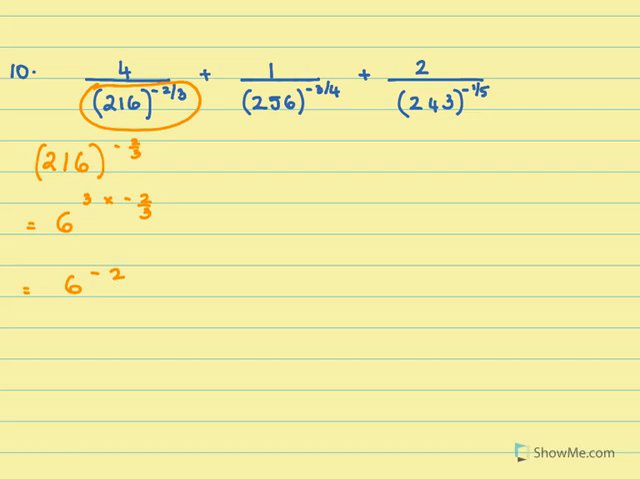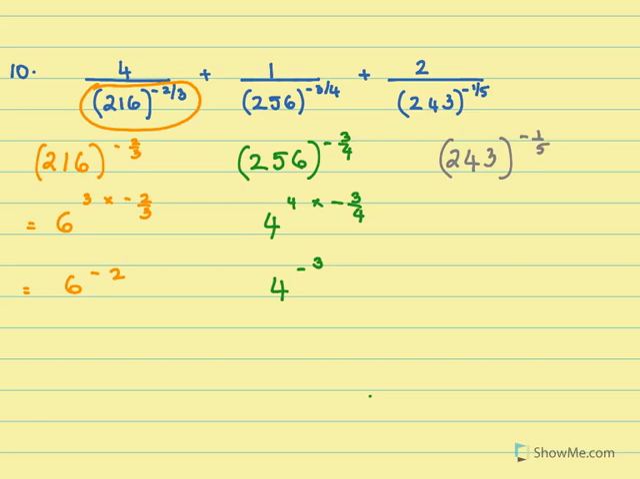Now for the next one, we have 256 raised to minus 3 by 4, and 256 is 4 raised to 4 into minus 3 by 4. You work this out, this becomes 4 raised to minus 3. And here we have 243 raised to minus 1 by 5. 243 is 3 raised to 5 into minus 1 by 5. So that is 3 raised to minus 1.